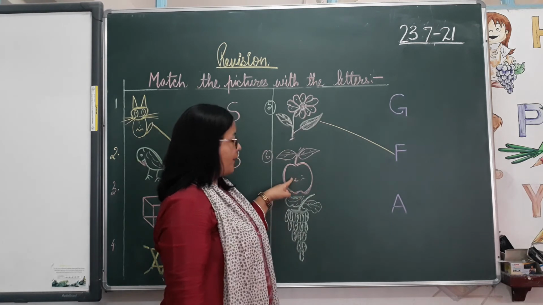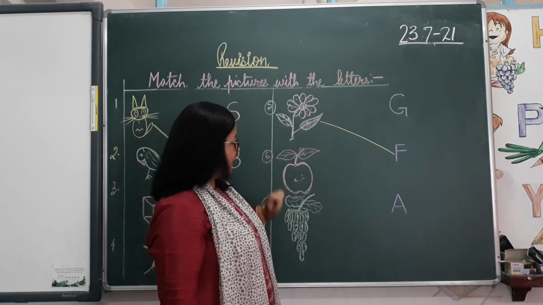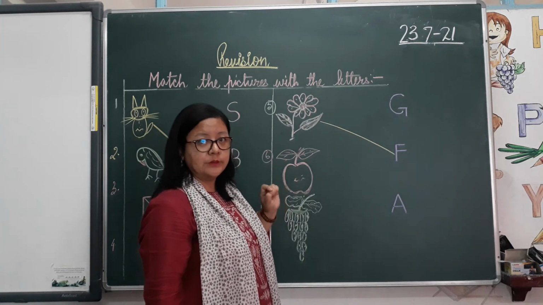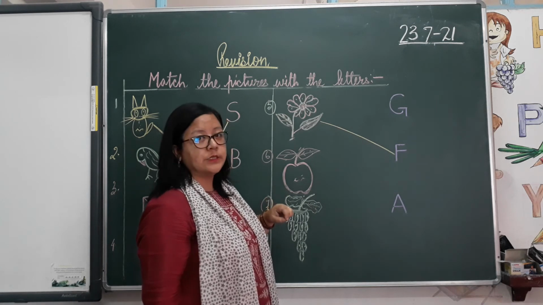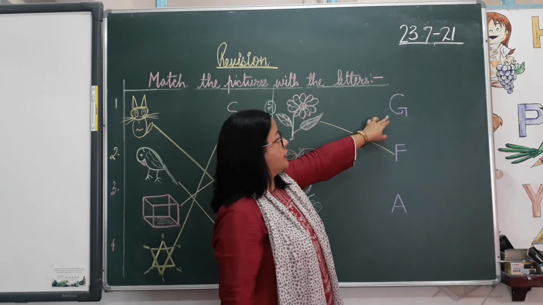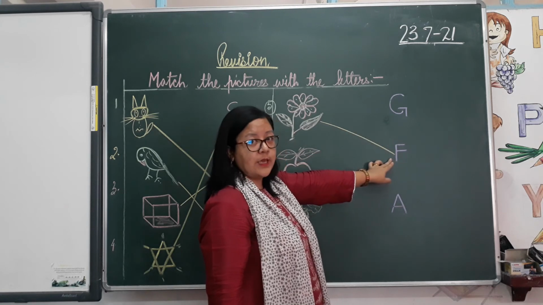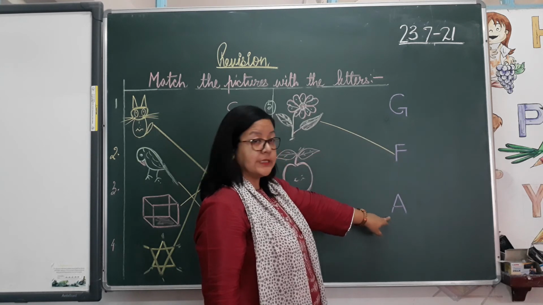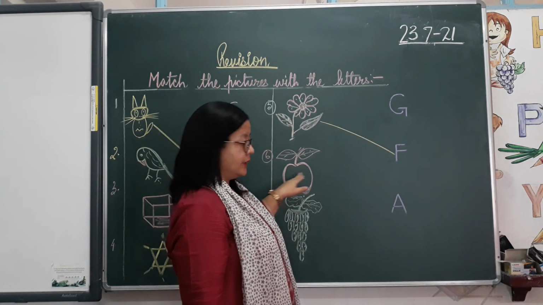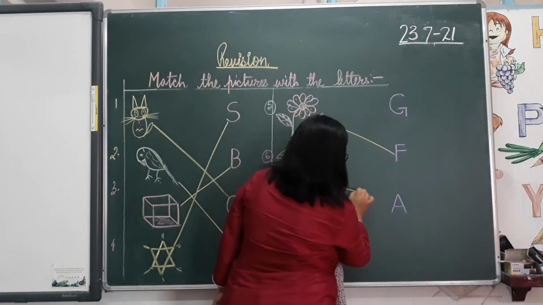Okay. What picture is this? It is an apple. Yummy, yummy apple. So, what is the first letter of apple? Find out. Is this A? No. Is this A? No. Is this A? Yes. A for apple. Let's match them.